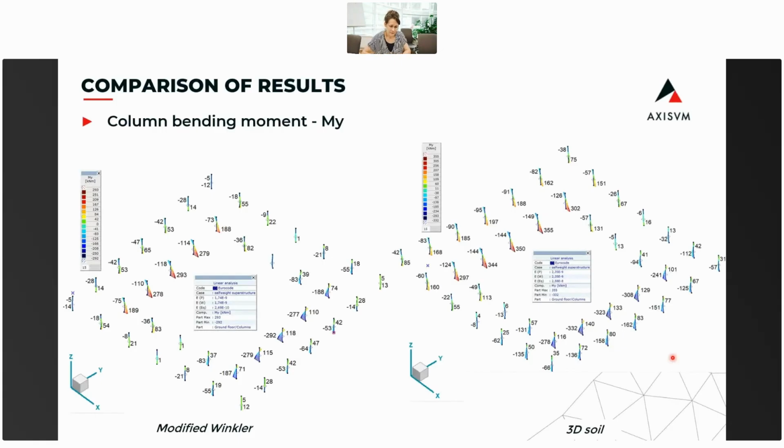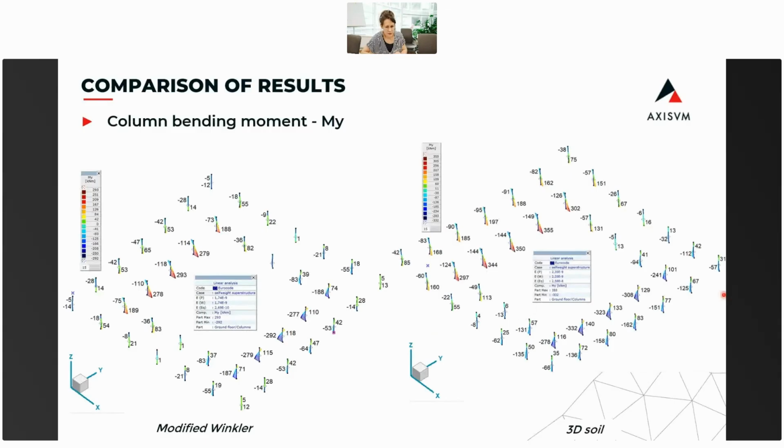Let's summarize it. The moment distribution has changed. In the modified Winkler model, the moment diagram is almost symmetric, while in the soil model, the effect of tilt appears in the column moment. Bending moment distribution is not symmetric, and the moments increase in the direction of the tilt. So the inclusion, as a weaker inclusion, was here, and the tilt of the building happened around the y-axis. And we can see this bending effect in the columns.